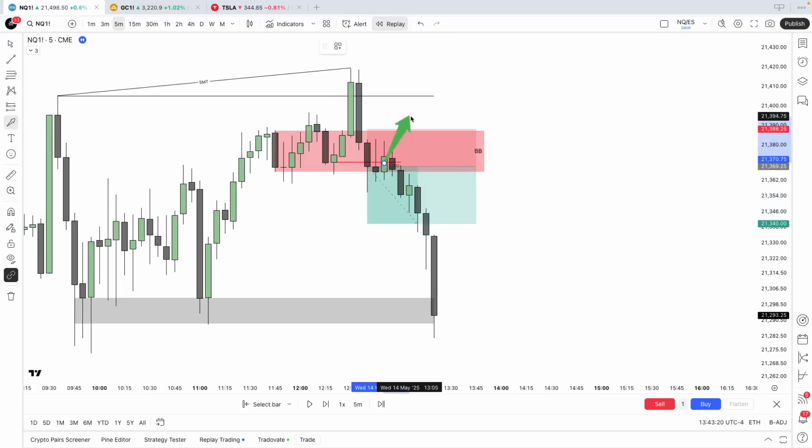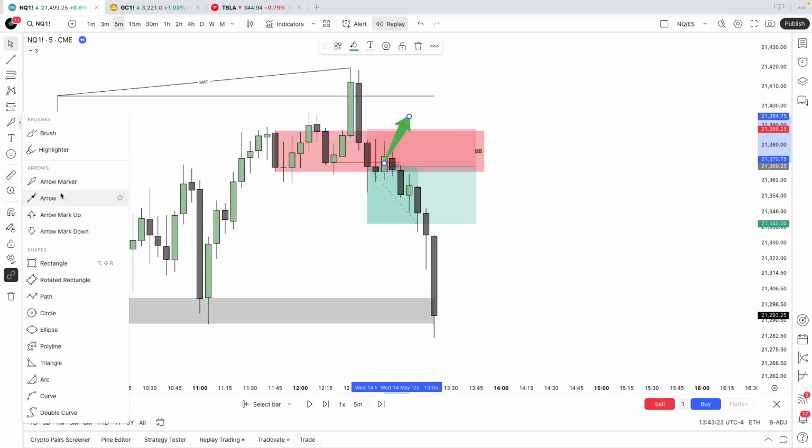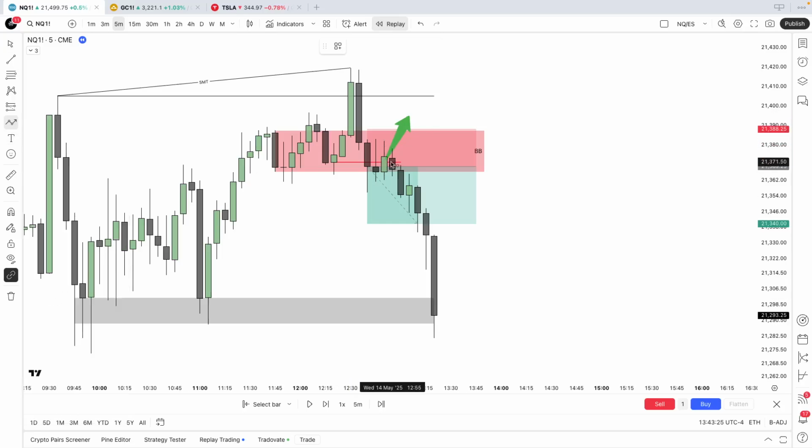Because now, if market decided that it wanted to have a closure back above this breaker, what can we anticipate with market? Well, we can actually anticipate that market is going to break above, retest that breaker, and continue to those previous highs, which is always a potential thing.